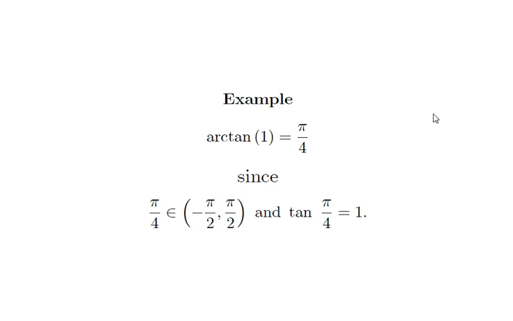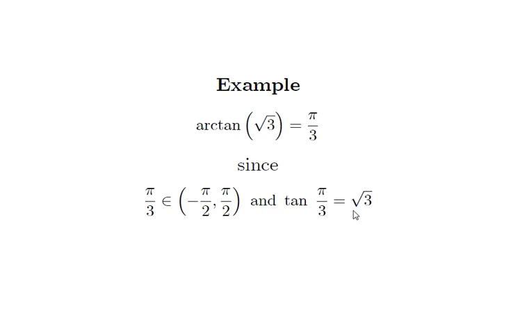Let us look at a concrete example. What is arctangent of 1? We claim that it is equal to pi over 4 for two reasons. First reason, pi over 4 is in the interval negative pi over 2 to pi over 2, and moreover, tangent of pi over 4 is equal to sine of pi over 4 over cosine of pi over 4, which is square root of 2 over 2 over square root of 2 over 2, and that is equal to 1.